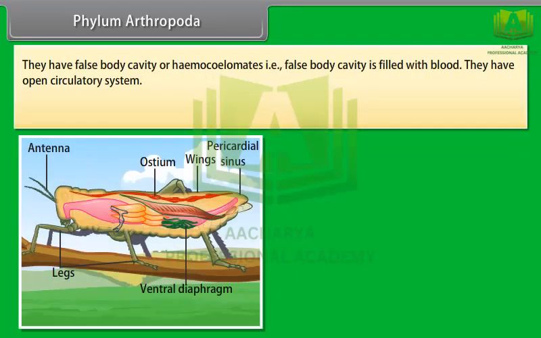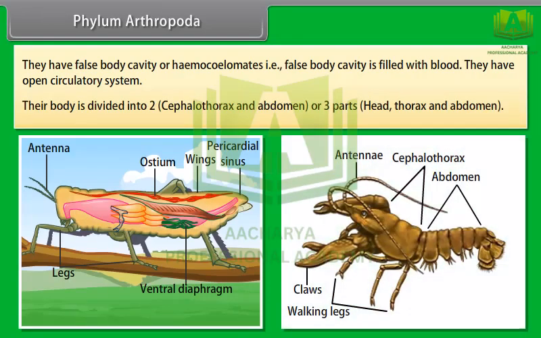They have a false body cavity, or hemocoelomates, that is, the false body cavity is filled with blood. They have an open circulatory system. Their body is divided into two parts, cephalothorax and abdomen, or three parts, head, thorax, and abdomen.